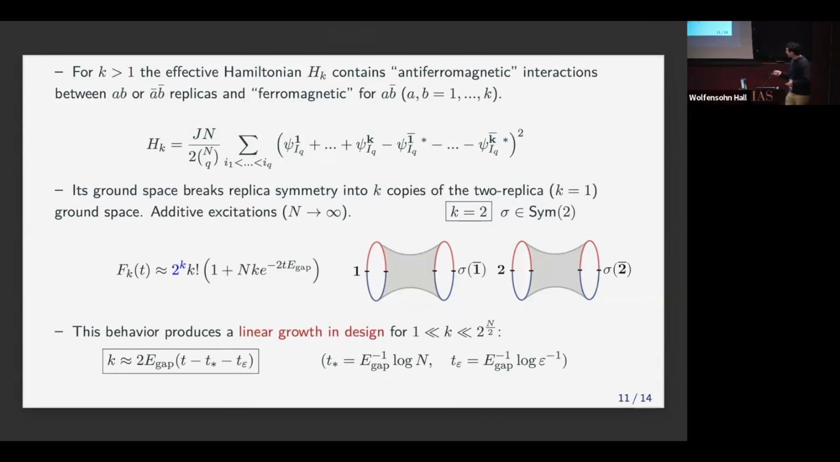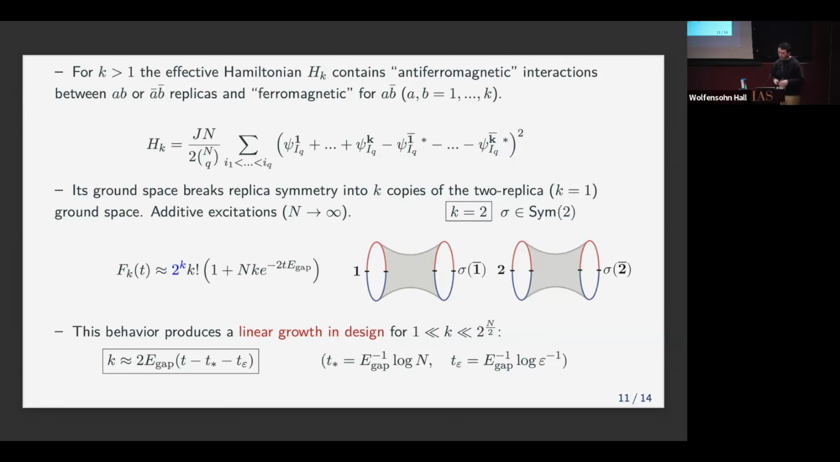So this form of the frame potential produces a linear growth in the time. That means that the time that it takes for F_k(t) to become close to k factorial is linear in k. So the amount of randomness of our ensemble of states grows linearly in time with a slope which is given by the gap scale of the 2-replica effective Hamiltonian.